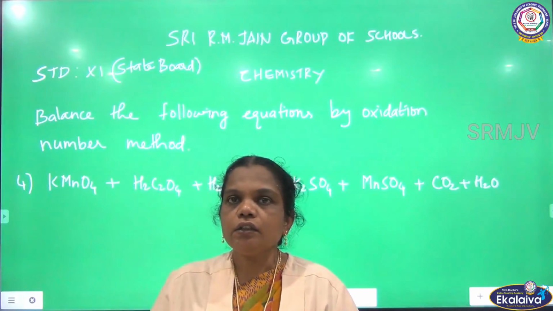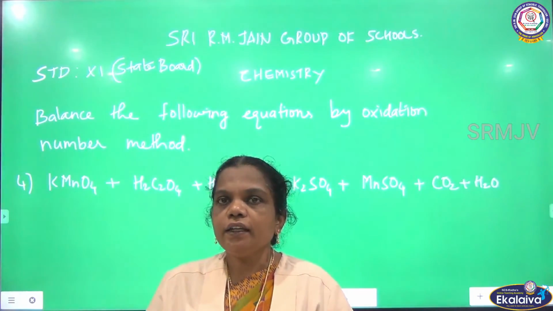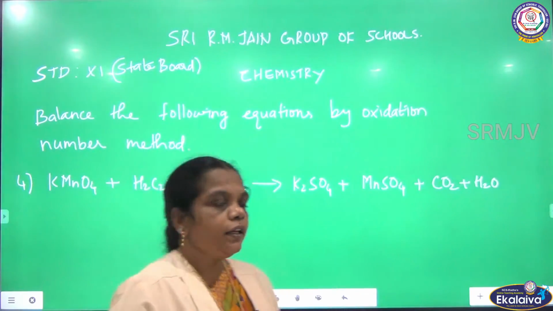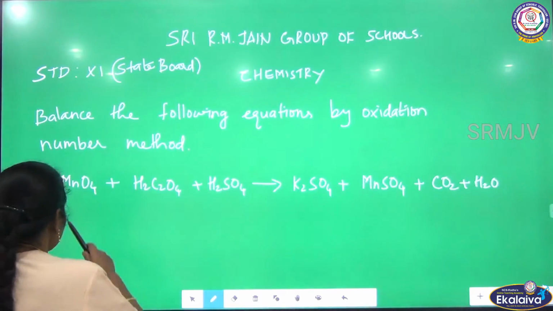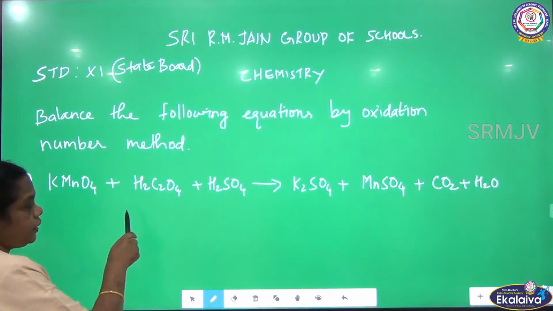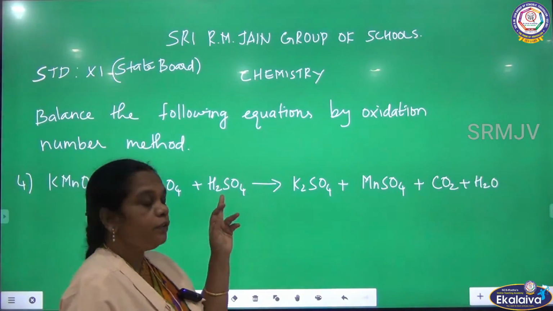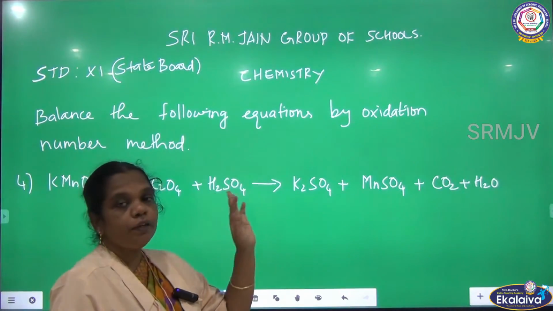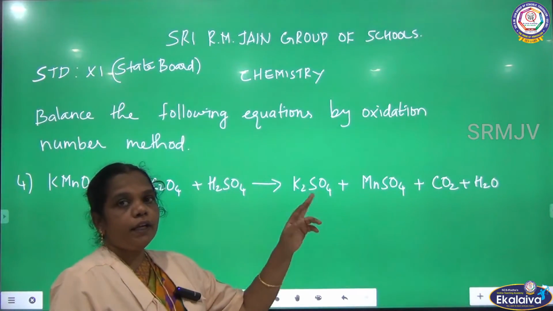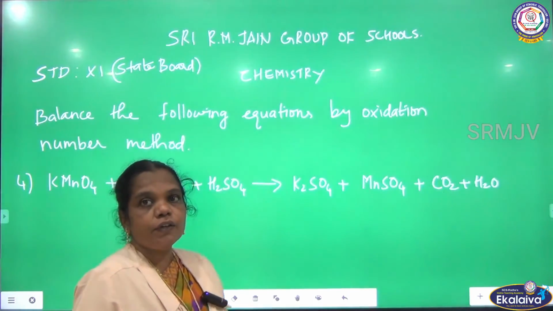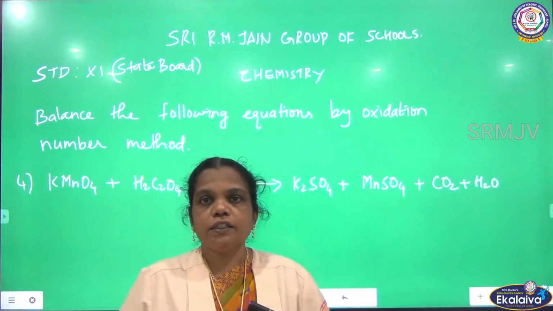Today's class you are going to learn how to balance the redox reaction by oxidation number method. So for the given redox equation, potassium permanganate reacts with oxalic acid in the presence of an acid, sulfuric acid, to give potassium sulfate, manganese sulfate, carbon dioxide and water. Now you are going to balance this equation based on the oxidation number.